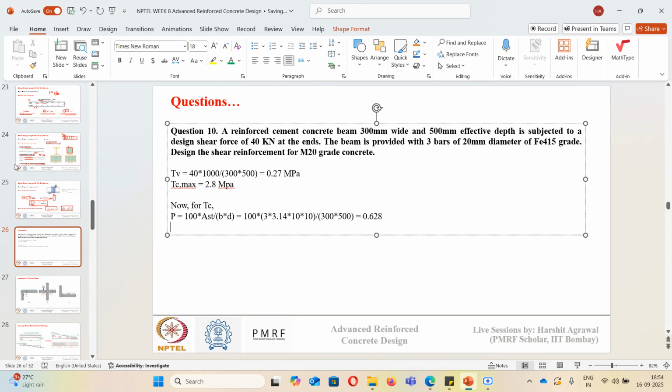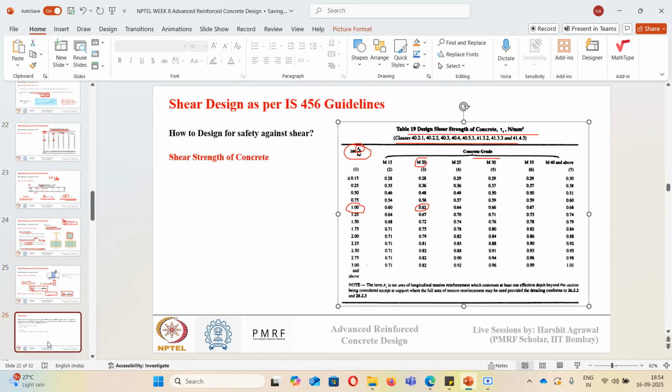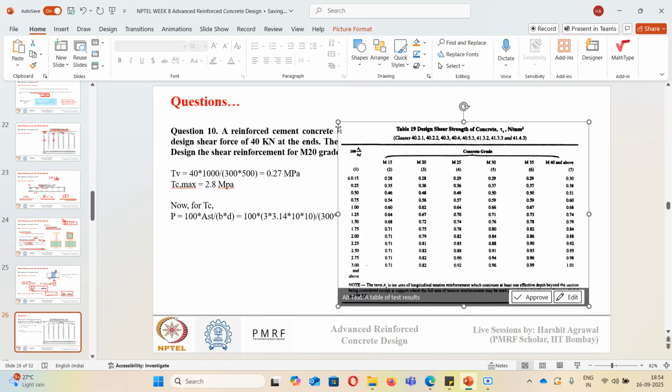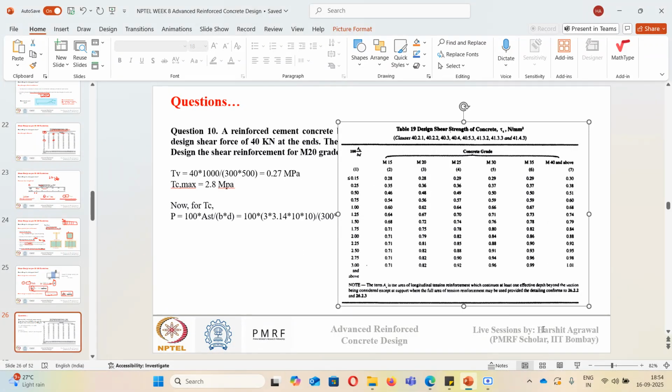Okay, so for this we need to go to the table. How will we use the table? By using interpolation. So we know in this table for 0.5% the shear strength is 0.48, and for 0.75% the shear strength is 0.56, and our value is lying between these two values, 0.5 and 0.75. So we'll do a basic interpolation of the value.